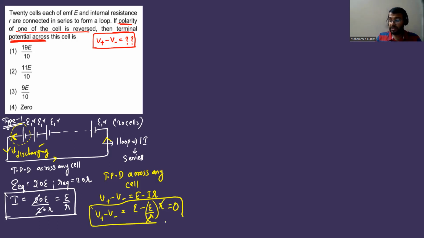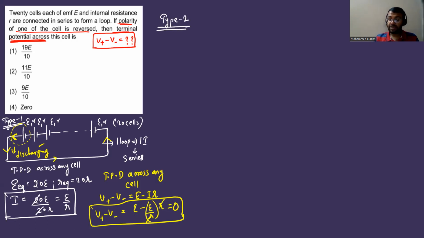When you have cells connected in a cyclic loop format, and if all the cells are connected in the same pattern, positive, negative, positive, negative, positive, negative, without any reversing of terminals, then the potential difference across any cell is going to be 0. Now the type 2 question is what is given here.